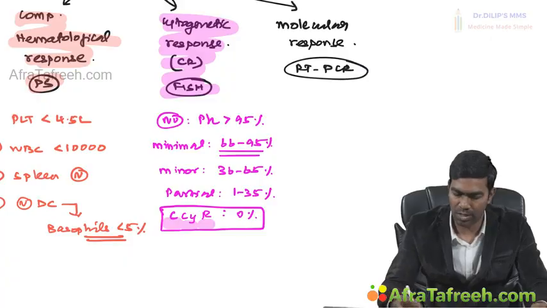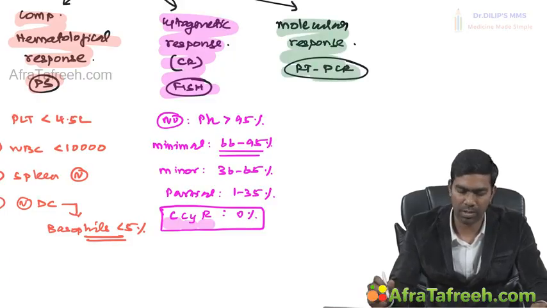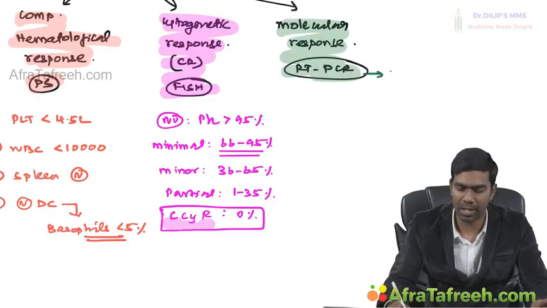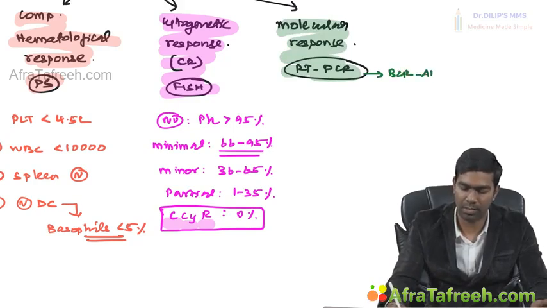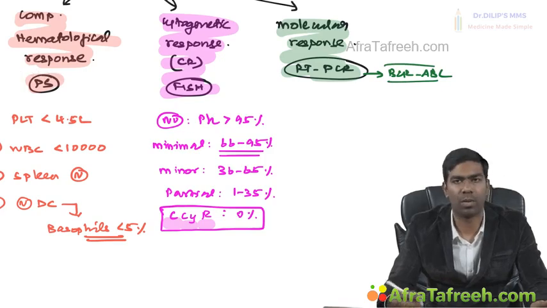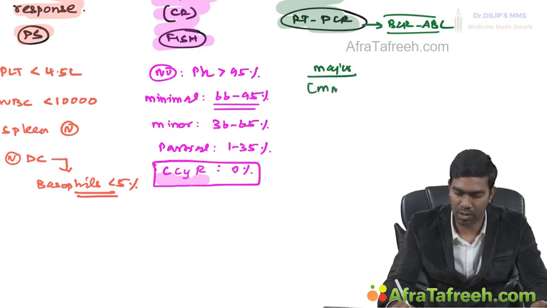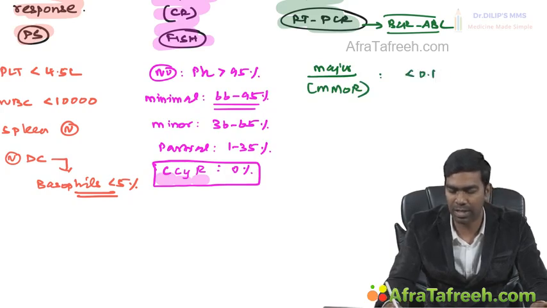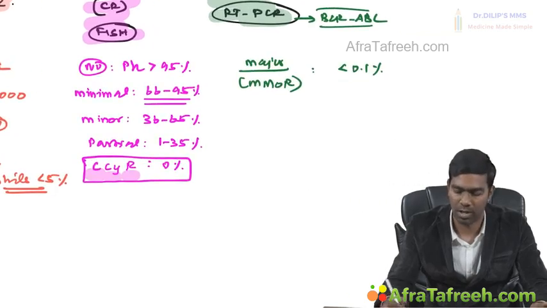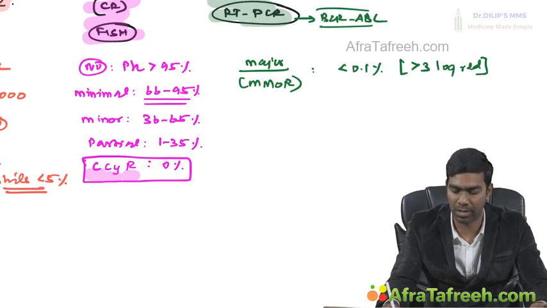green for this. What is the definition of a molecular response through RT-PCR? We are going to see the BCR-ABL transcripts here, the amount of BCR-ABL transcripts through PCR. In the peripheral blood itself you can do this. Here you have two responses. One is the major molecular response, referred to as MMR, where the BCR-ABL transcripts will be less than 0.1%, which is also referred to as more than 3 log reduction from the baseline.